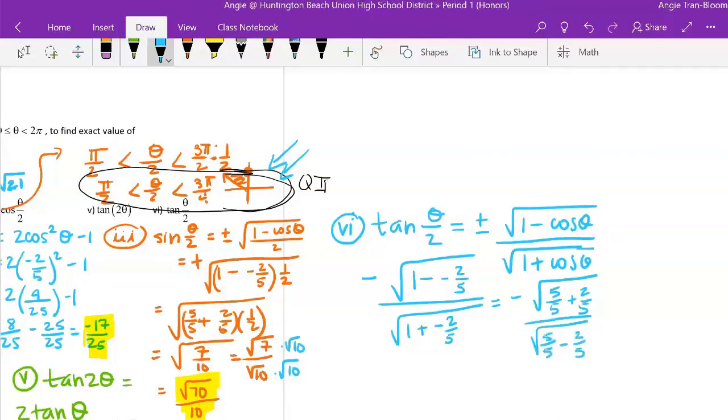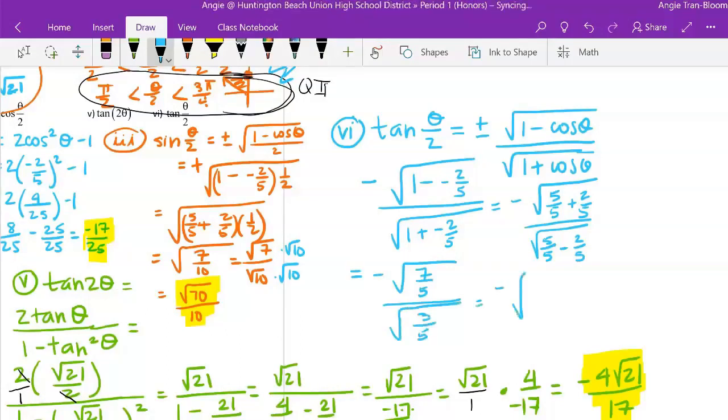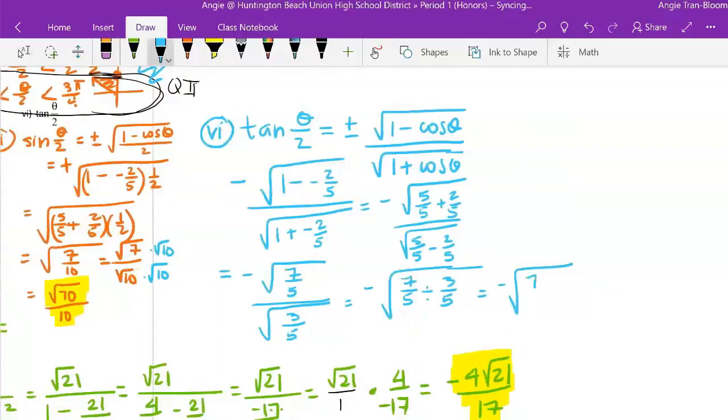And keep on going. So here we go. On the top, I would have a negative square root of 7 over 5, okay? All over, on the bottom, I would now have a square root of 3 over 5. Two different radicals can be put together as one big radical, so keep that in mind. So 7 over 5 divided by one big radical, 3 over 5, like that. When you're dividing fractions, it's like multiplying by its reciprocal, so here we go. 7 over 5 times 5 over 3. That's the reciprocal.